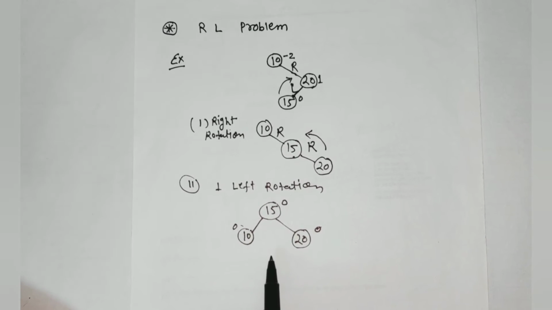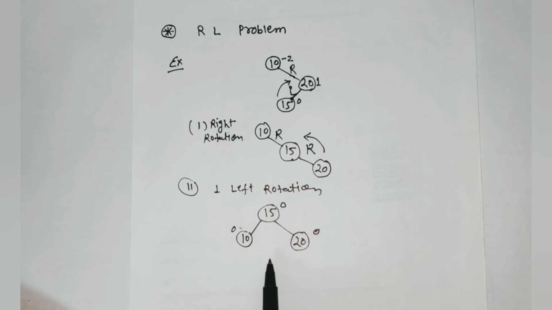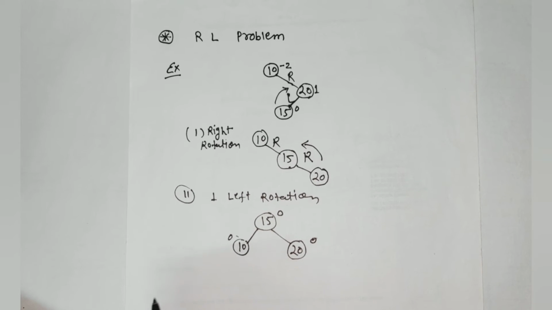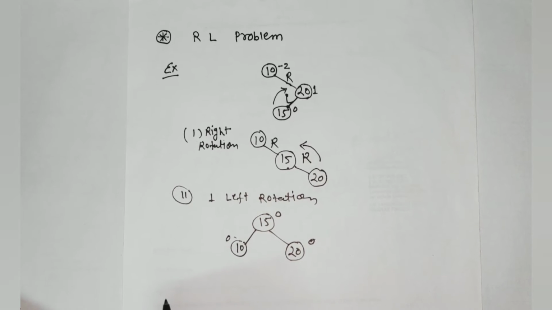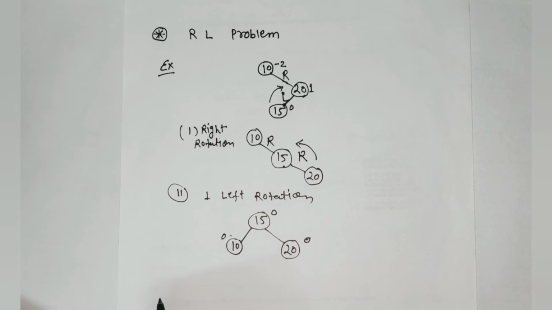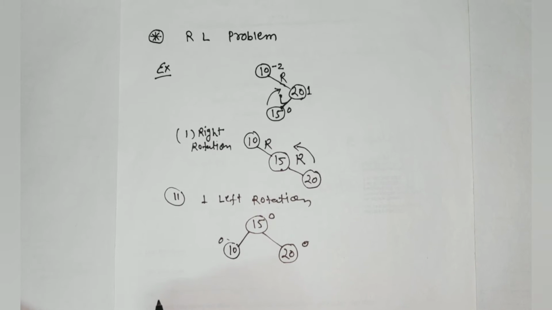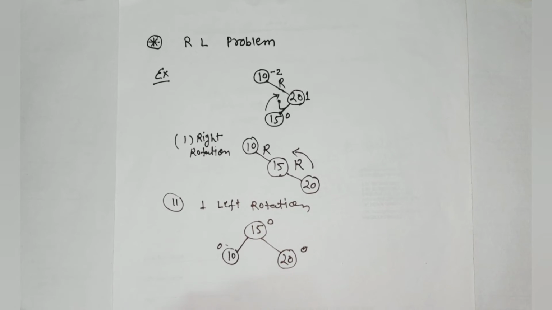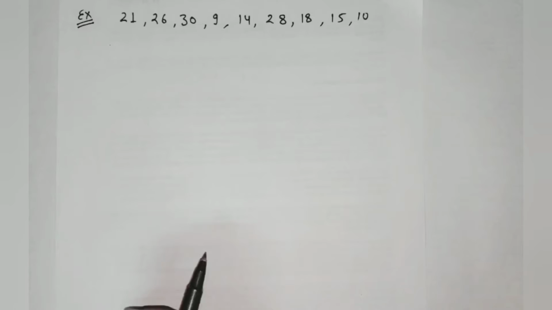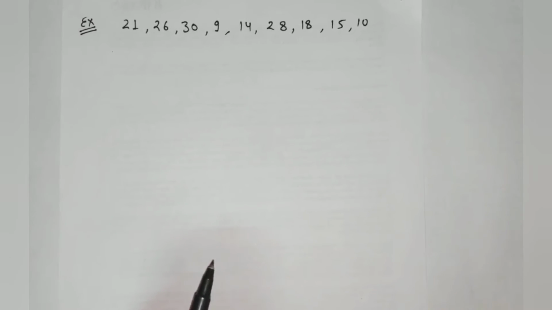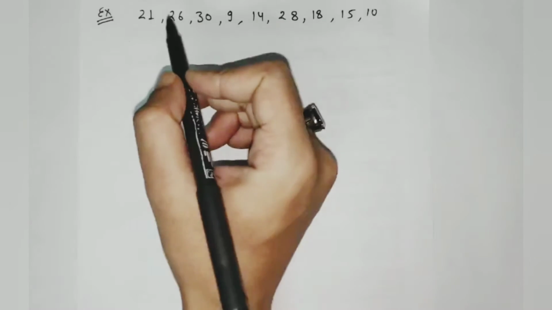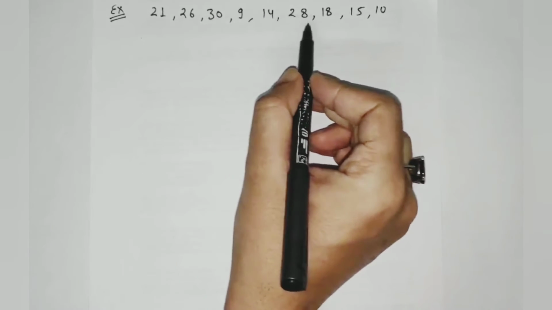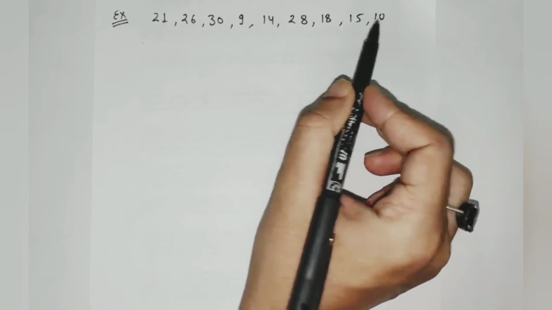So there are 4 types of problem we have covered till now. LL problem, RR problem, LR problem, and RL problem. So these are the 4 problems while creating an AVL tree, and we have tried to solve all four of them. Now we will create an AVL tree from scratch. Now let's see an example to create an AVL tree. So we have to insert the nodes 21, 26, 30, 9, 14, 28, 18, 15 and 10 one by one.